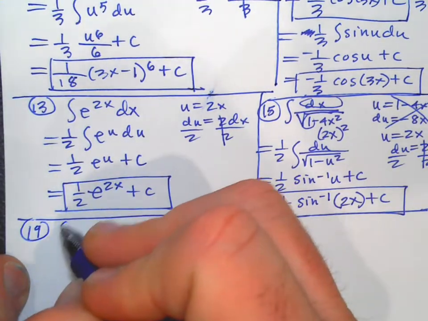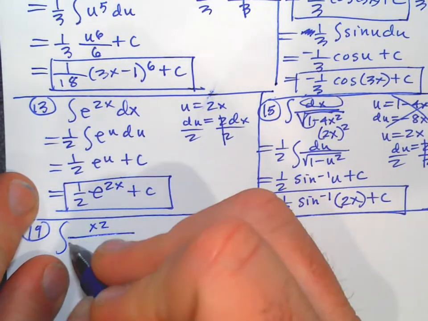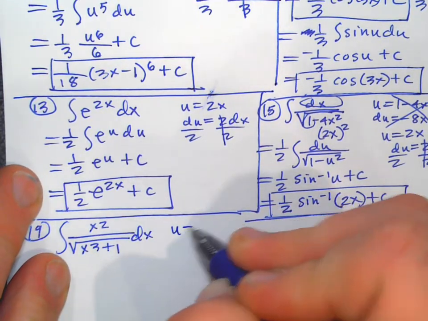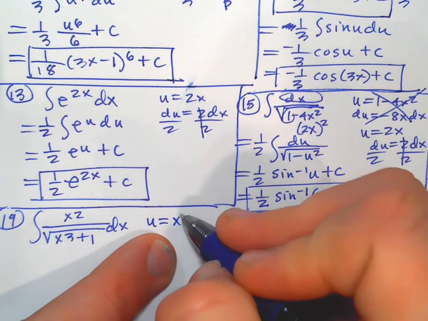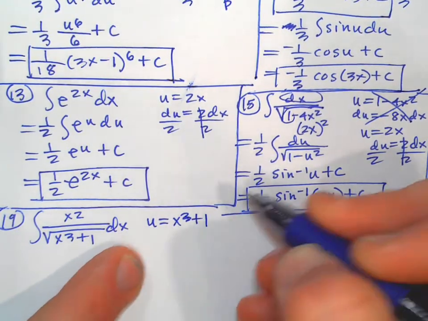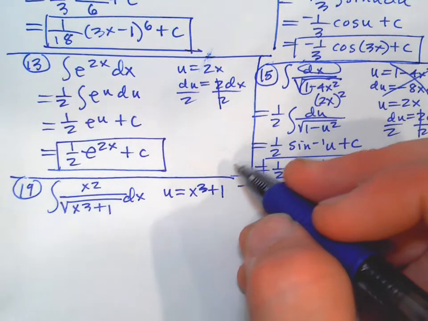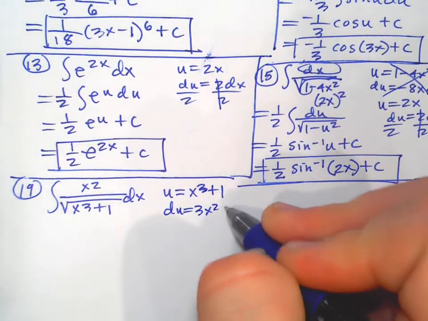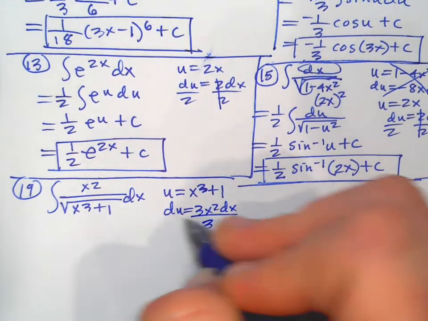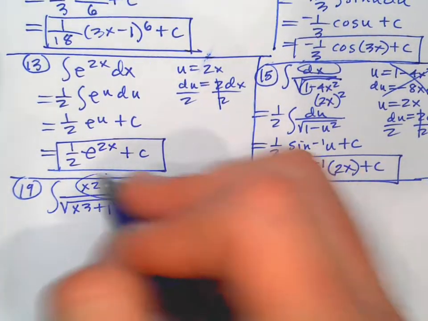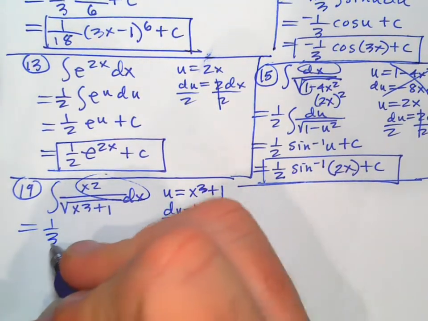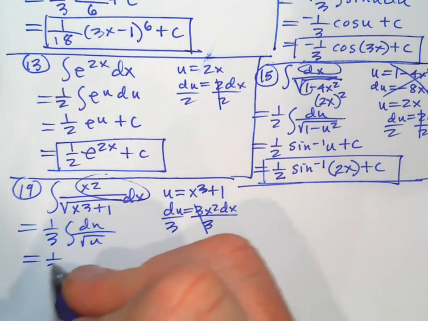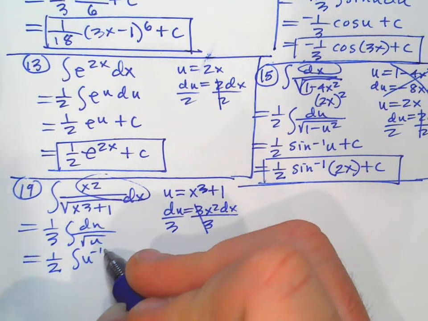19 is x squared over the square root of x cubed plus 1 dx. Now, I usually, at least in my head, try the whole denominator, what's inside of it. And don't go for the inverse sine weird ones right away, because it might not be one. It might be simple. du equals 3x squared dx. Perfect. x squared dx. So we got a 1/3 in front. du over square root of u. That's u to the negative 1/2.